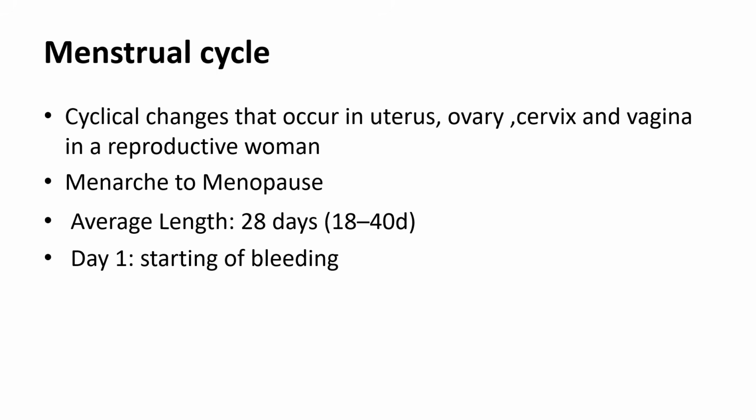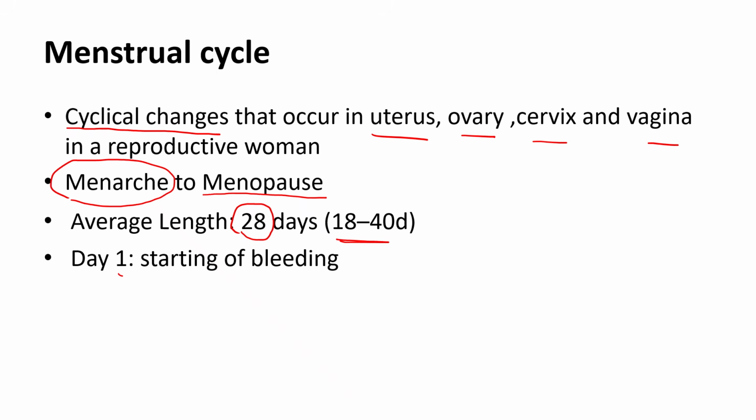Coming to menstrual cycle, what is menstrual cycle? Menstrual cycle is the cyclical changes that occur in uterus, ovary, cervix and vagina in a reproductive woman during her reproductive life. So it starts from menarche, that's the onset of menstruation, and ends at menopause. Usually a menstrual cycle duration is around 28 days, can be in between 18 to 40 days, and we consider day 1 as the first day of bleeding.